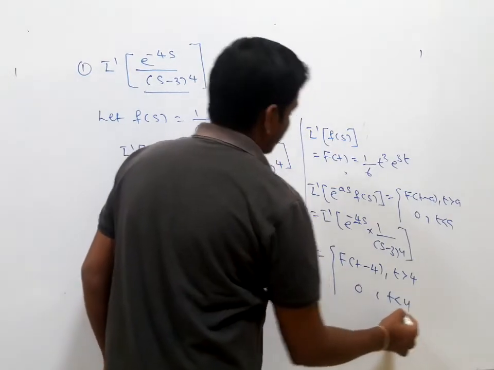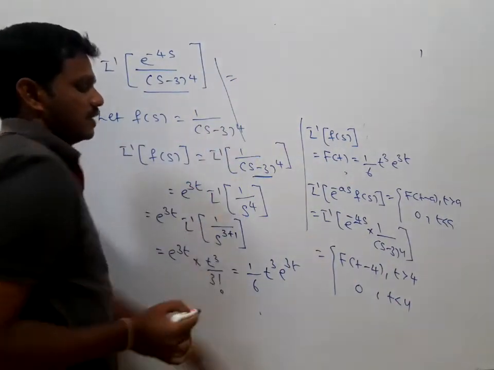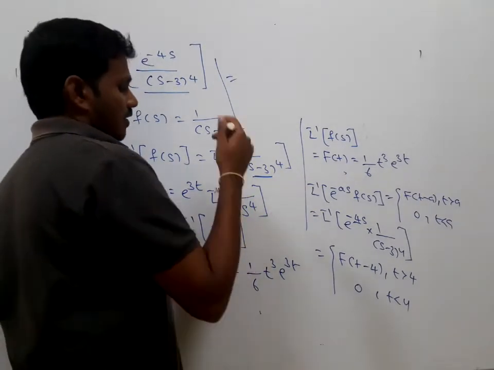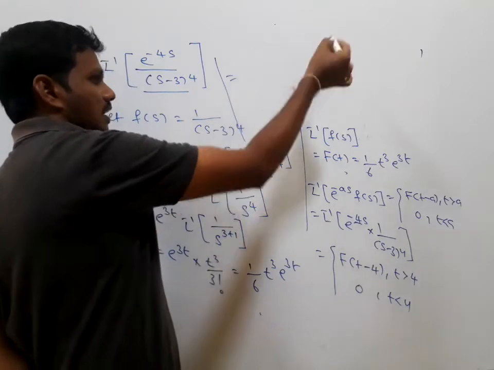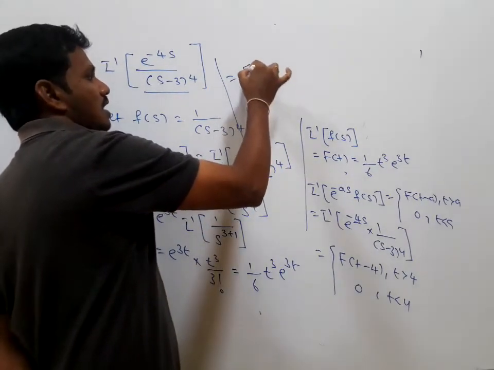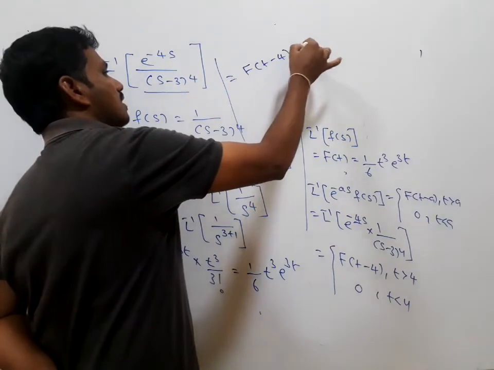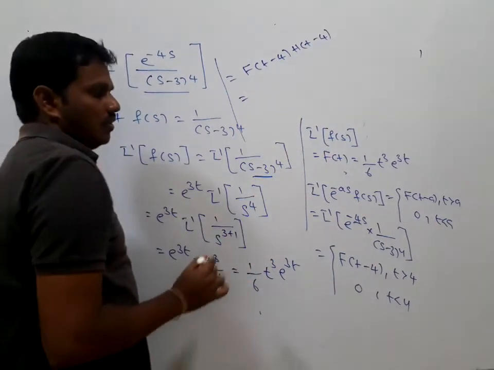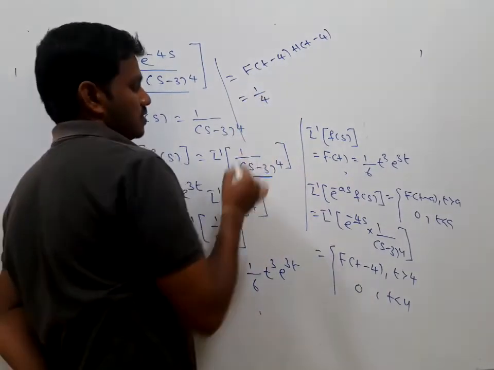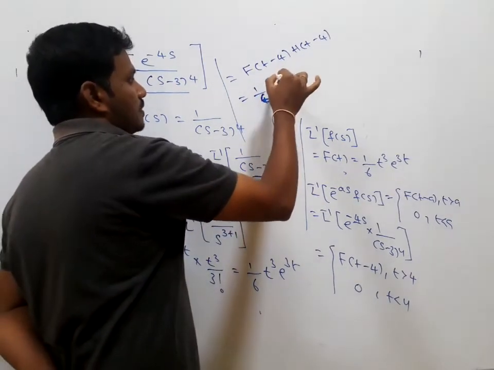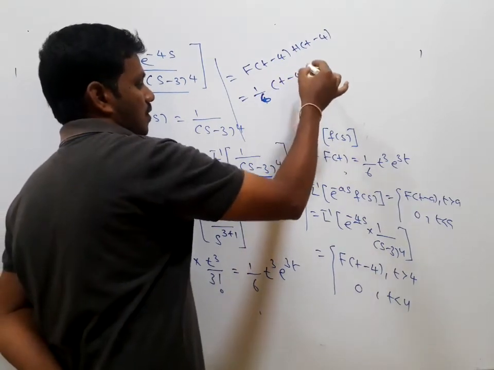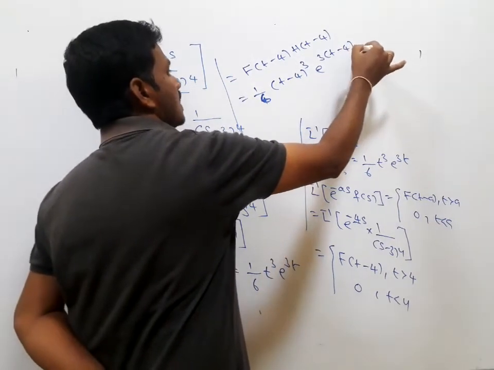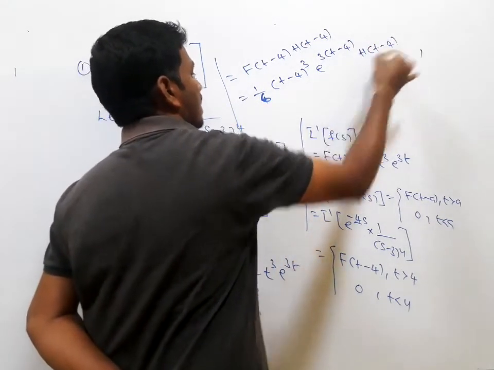0 for t less than 4, which is the same as f of t minus 4, or directly, if we write it in terms of the unit step function, f of t minus 4 into h of t minus 4. Here it is f of t minus 4. You have f of t, which is 1 by 6 of (t minus 4) whole cube e to the power of 3 into (t minus 4) into h of t minus 4, one way of representing.